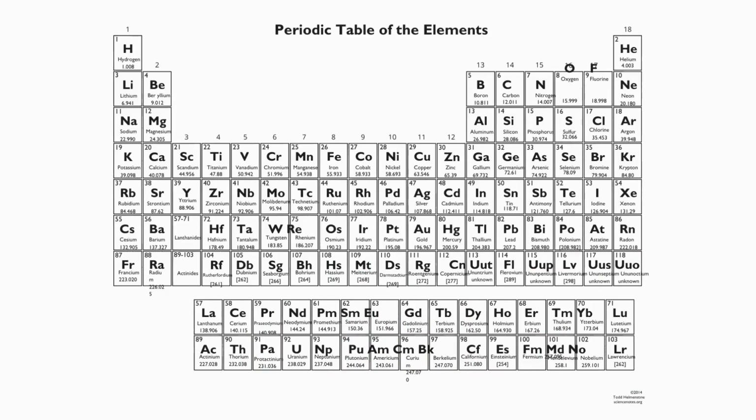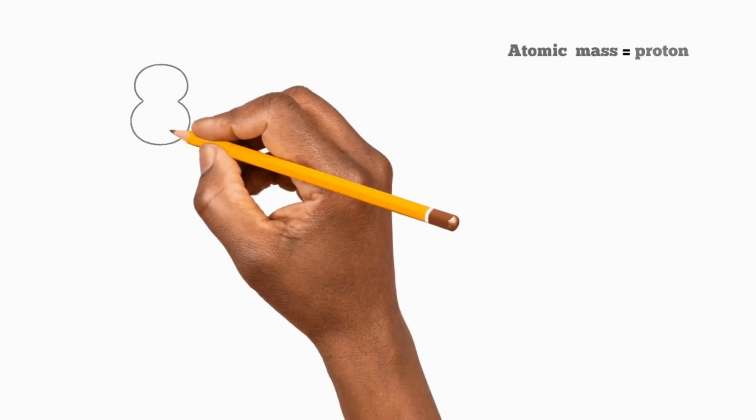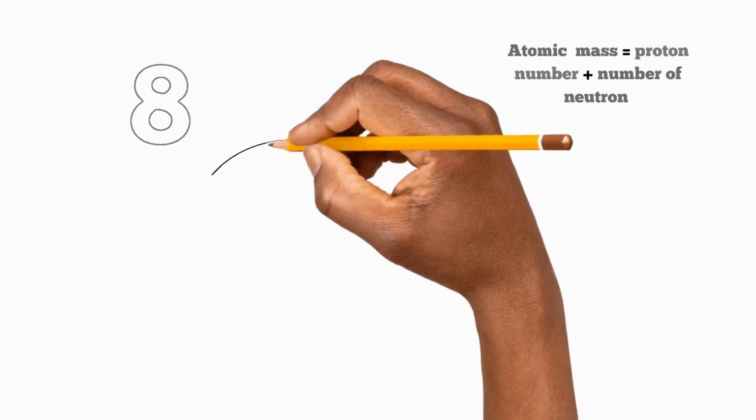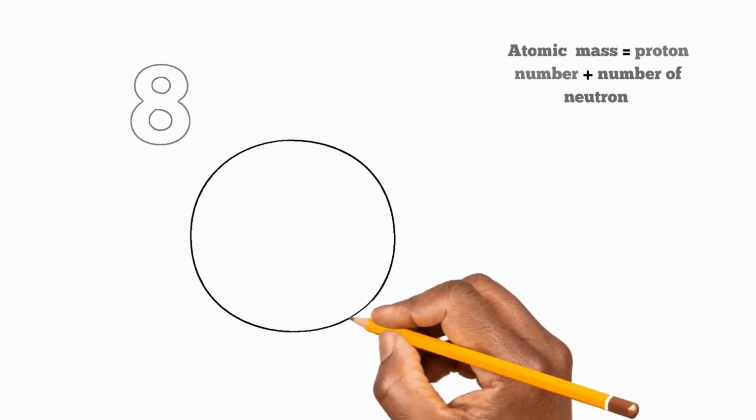1. Atomic number. This is the number at the top. It tells us how many protons the element has. For example, oxygen has an atomic number of 8, which means 8 protons. 2. Chemical symbol. This is the one or two-letter abbreviation of the element's name. Oxygen is represented by O.